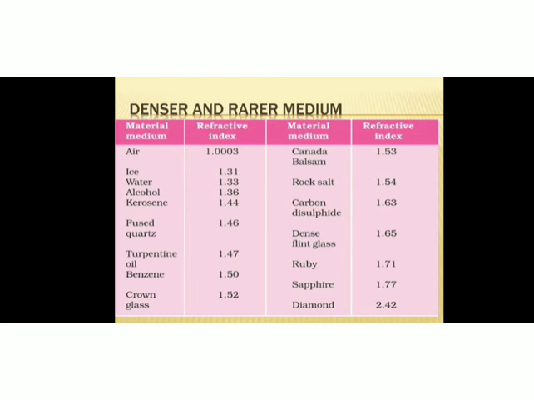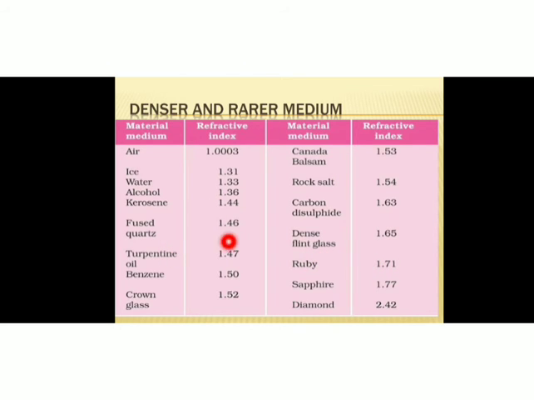Next, I told you, you need to identify a denser and rarer medium. So you can do that with the help of refractive index. On the slide you can see some refractive index values of some media. There is a table, and this table is there in your NCERT textbook. So just go through that table. Here we have different media, and the refractive index of different media is listed here. Air 1.0003, approximately it can be considered as 1. Ice 1.31, water 1.33, alcohol 1.36, kerosene 1.44. Like that, turpentine, fused quartz, crown glass, ruby, sapphire, diamond.